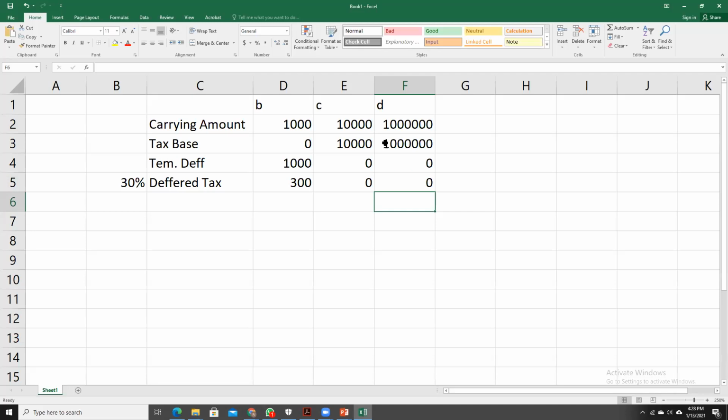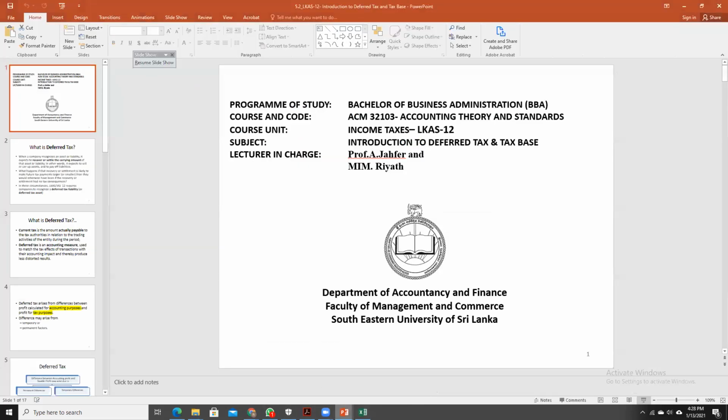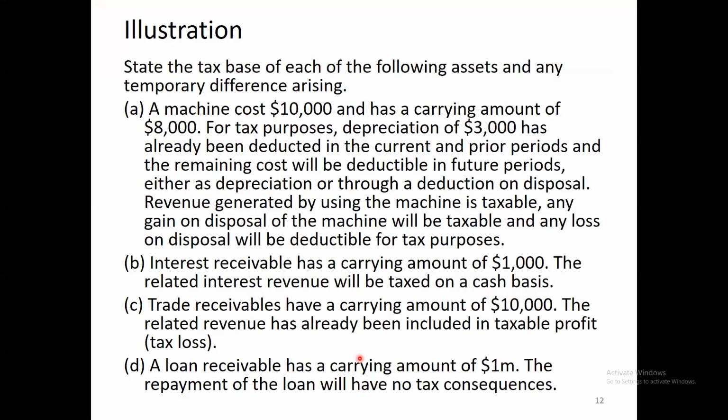So for your understanding purpose, I do this one. Part B in the financial statement says the interest receivable has a carrying amount of rupees 1000. The related revenue will be taxable on cash basis. When we calculate accounting profit, we have included this 1000 as revenue, but the tax authorities do not accept it as revenue because it is not yet received.